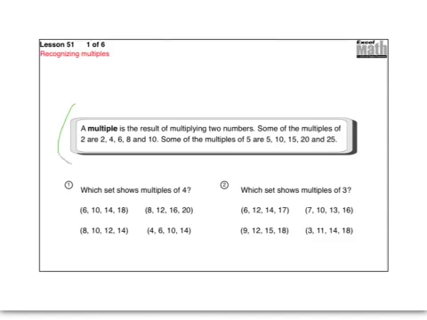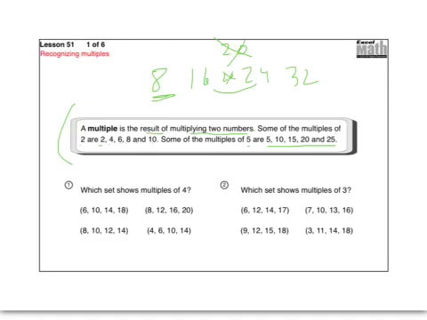Let's read this right here. A multiple is the result of multiplying two numbers. Some of the multiples of 2 are 2, 4, 6, 8, and 10. Some of the multiples of 5 are 5, 10, 15, 20, and 25. Multiples are what you get basically when you skip count. So if we skip count by 8s, we're doing 8, 16, 24, 32, and so on. The number 20 is not a multiple of 8 because I skip right over the number 20. It would be in there.